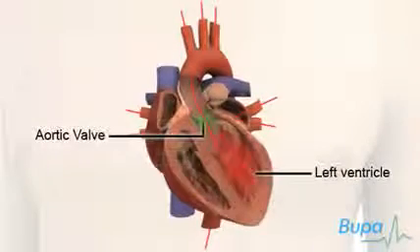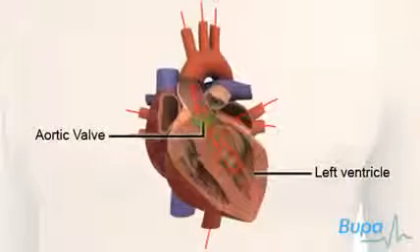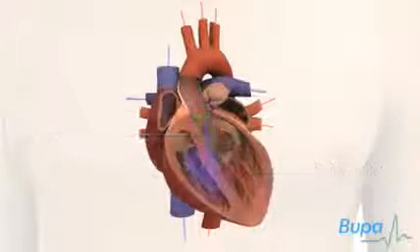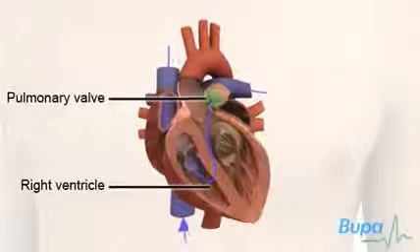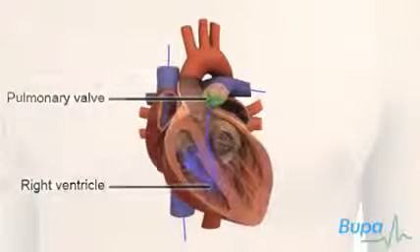The valve at the exit of the left ventricle, the aortic valve, stops blood passing back into the ventricle. The pulmonary valve at the exit of the right ventricle also stops blood flowing backwards.